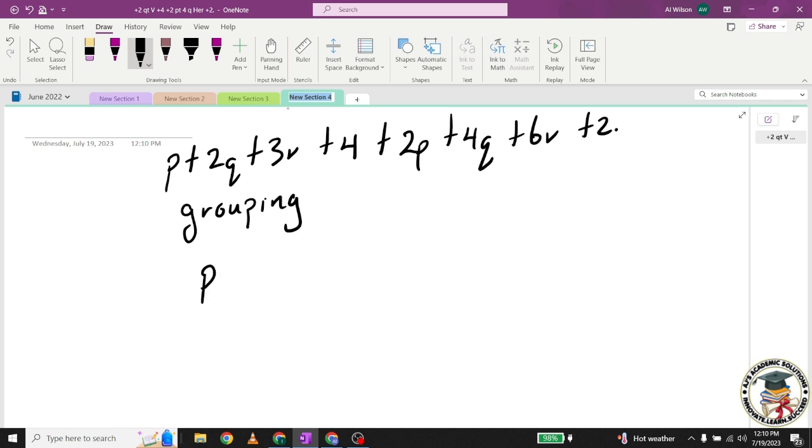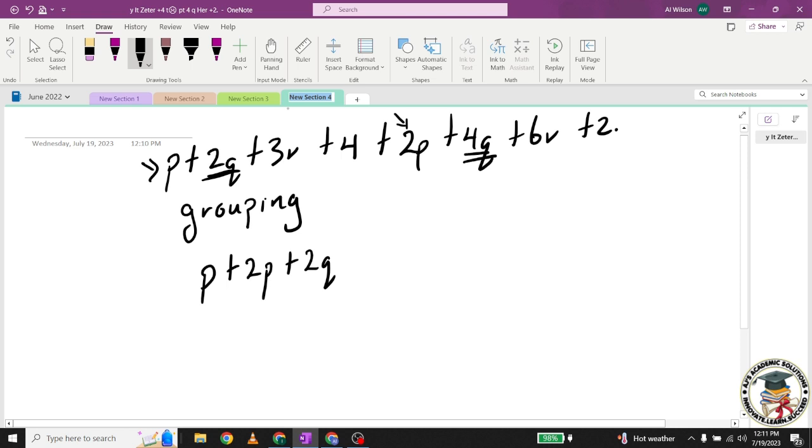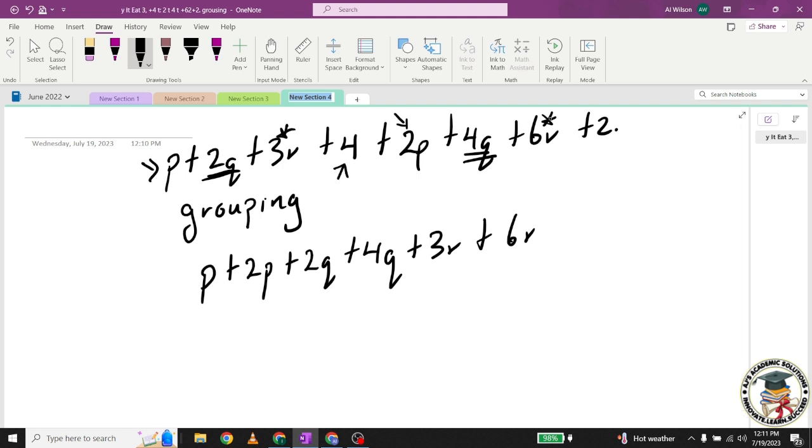So we have P starting, and then notice we have here is 2P. So it's P plus 2P. Now we're at Q, so we have plus 2Q, and here is 4Q. Great. So I'm going to use an asterisk for R. So we have plus 3R plus 6R. And then finally for numbers, I'm going to use an arrow pointing upwards. We have plus 4 plus 2.